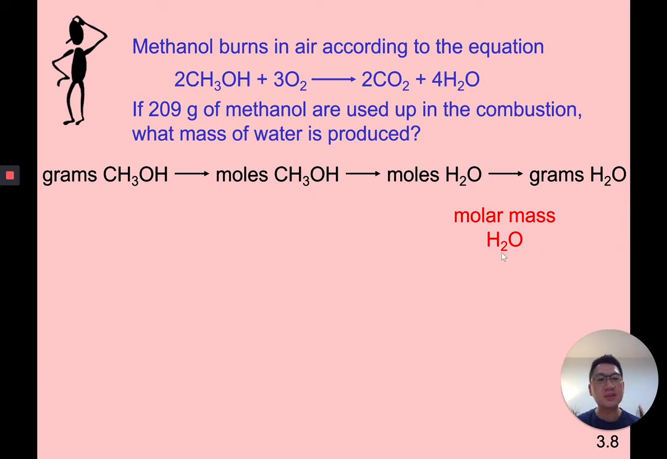The molar mass of water comes from 2 hydrogens and an oxygen. Hydrogen in the periodic table is 1.01. Oxygen in the periodic table is 16.